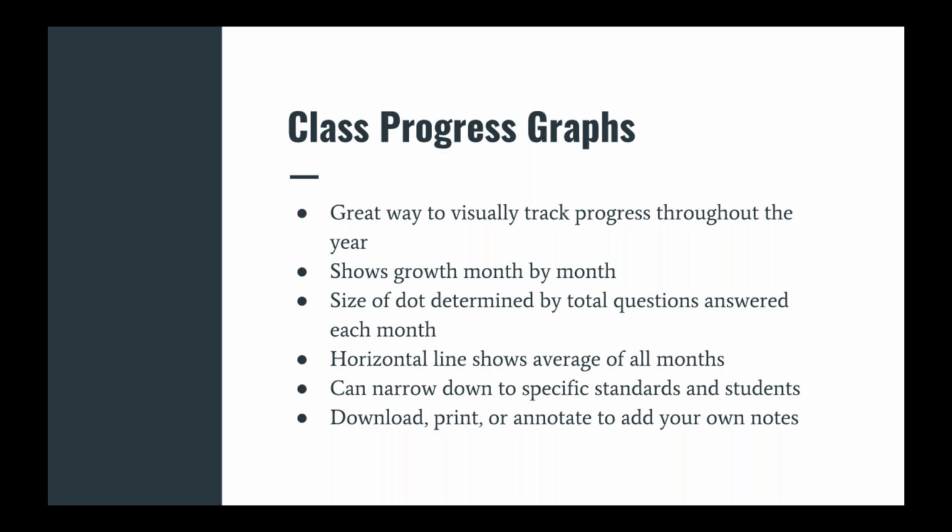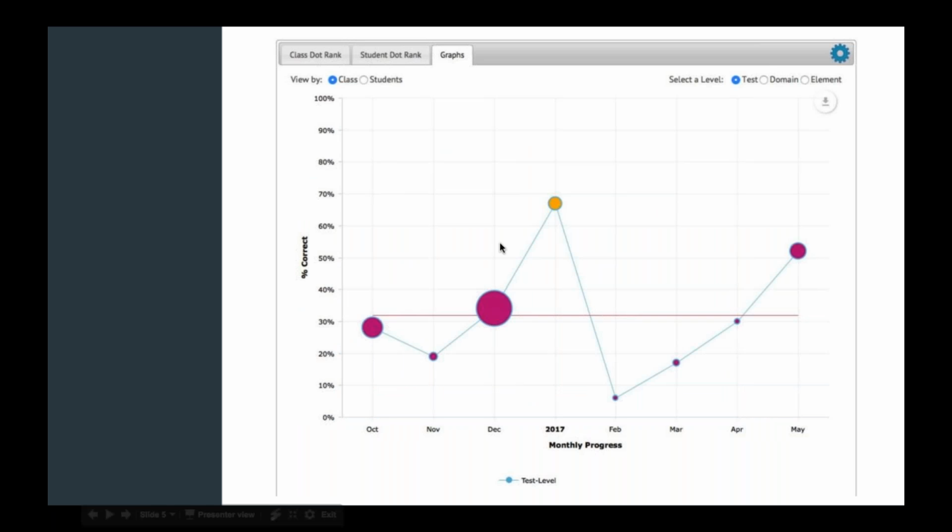And let me just go ahead and go to the screen. So here's an example of a graph. You can see it's by month, and the size of the dot is determined by the total number of questions that your students answered for that month.